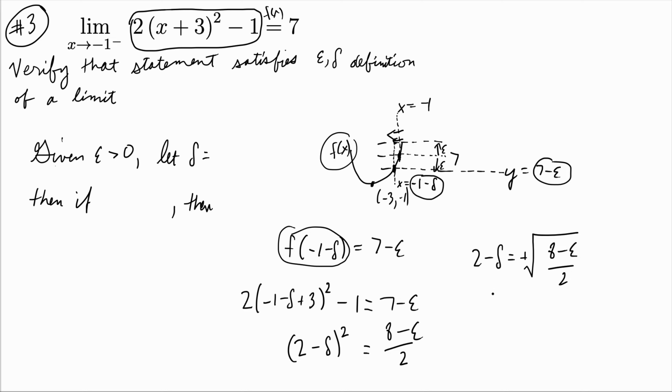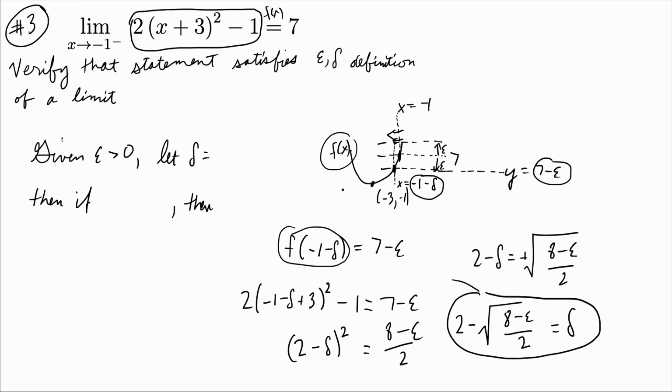All right, so what is delta? Well, a little swapperoo, add delta over here, subtract that. So you're going to get 2 minus the square root of 8 minus epsilon over 2 equals delta. That would be an acceptable delta value. So if we take that and we put it up here, so let delta be equal to 2 minus the square root of 8 minus epsilon over 2.